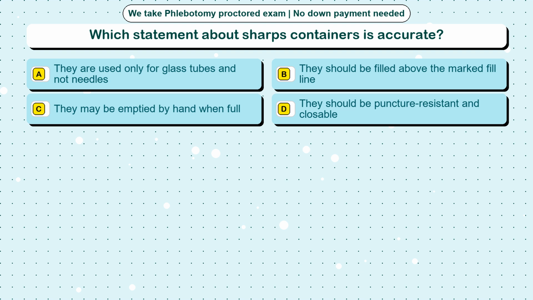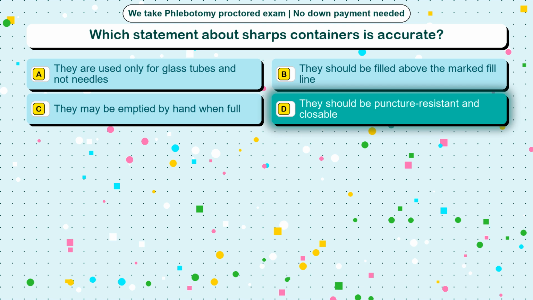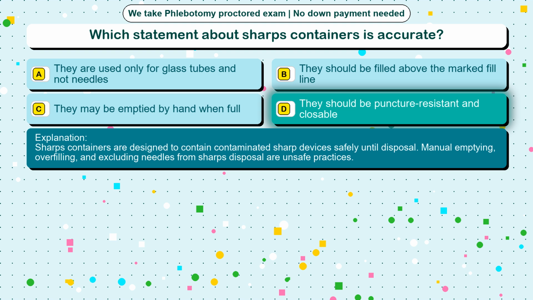Option C. They may be emptied by hand when full. Option D. They should be puncture resistant and closable. The correct answer is option D. They should be puncture resistant and closable. Sharps containers are designed to contain contaminated sharp devices safely until disposal. Manual emptying, overfilling, and excluding needles from sharps disposal are unsafe practices.